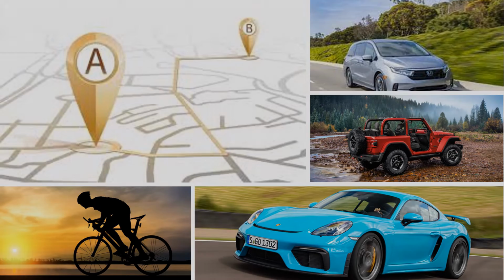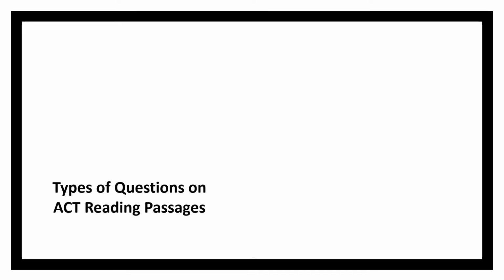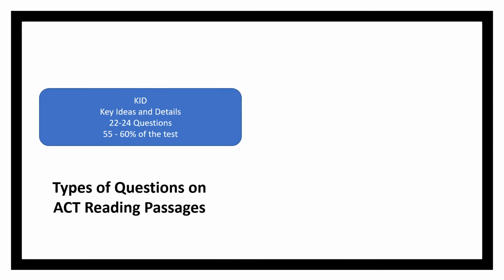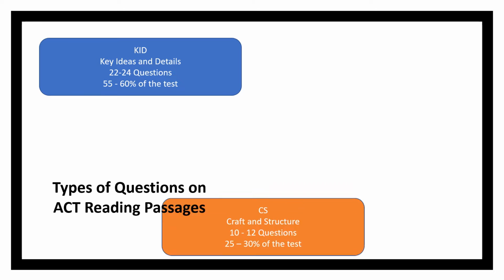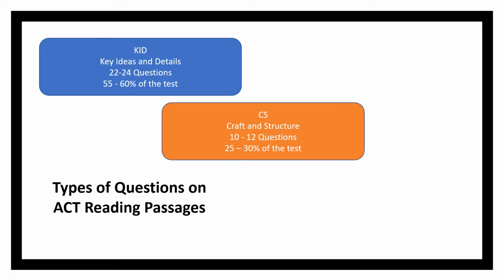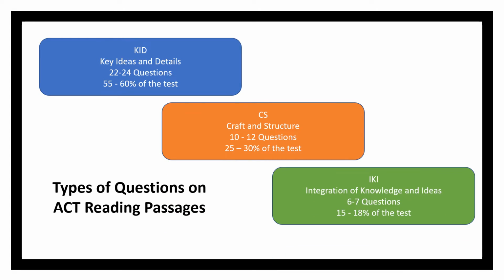test. It helps to also know how many of these questions are on the test. 20 to 24 questions are key ideas and details. 10 to 12 questions are craft and structure. And another 6 to 7 questions are integration of knowledge and ideas. The KID and IKI together are about 75% of the test. We'll talk about why that matters.